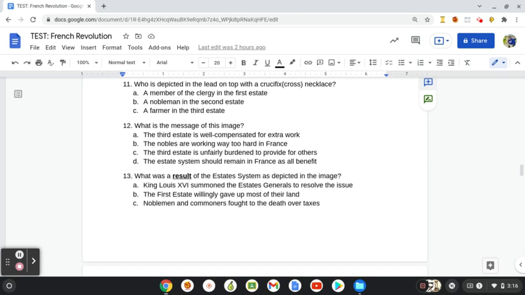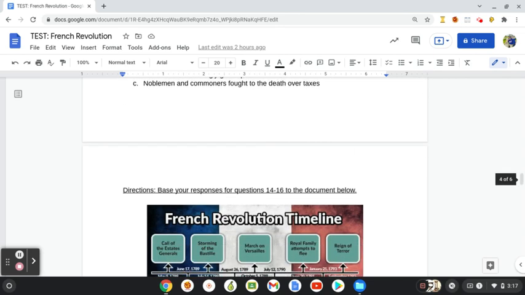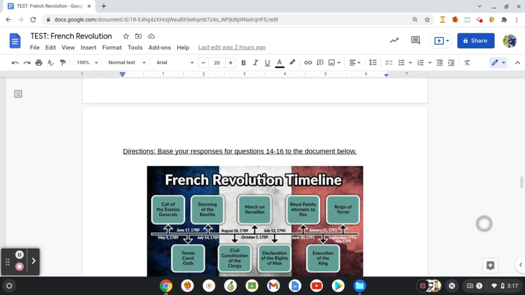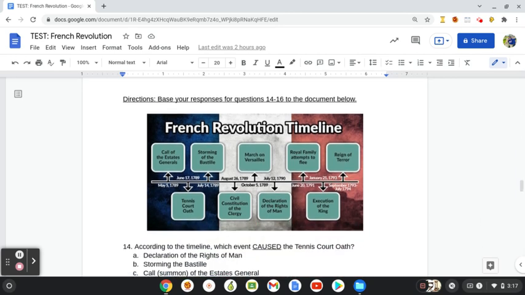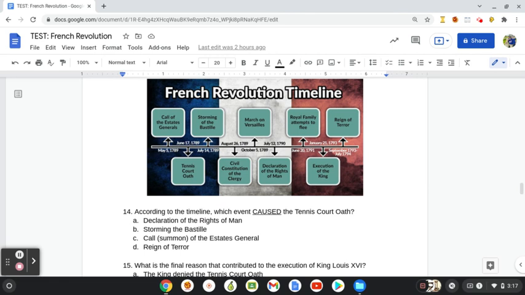A, King Louis XVI summoned the Estates General to resolve the issue. The first estate willingly gave up most of their land, or noblemen and commoners fought to the death over taxes. Base your answers for 14 through 16 on this document, which is the French Revolution timeline. According to the timeline, which event caused the Tennis Court Oath? Declaration of the Rights of Man, storming the Bastille, calling or summoning the Estates General, or the Reign of Terror?